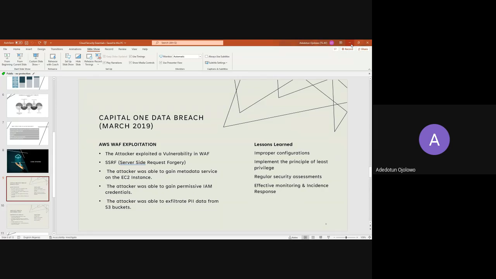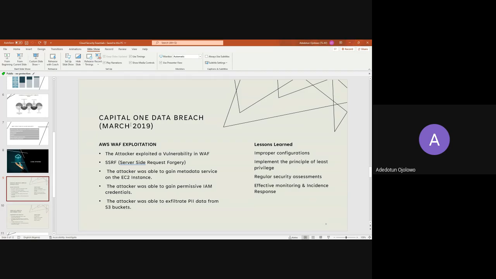And lastly, we cannot stress enough that you really need a very good incident response plan. Like I mentioned in the last slide, it's very, very important that you have an incident response plan. If Capital One had this, I'm sure they would have detected this better and provided a solution for it on time.